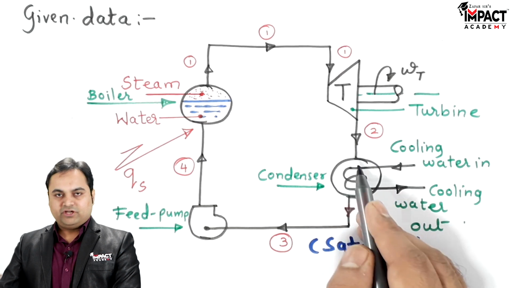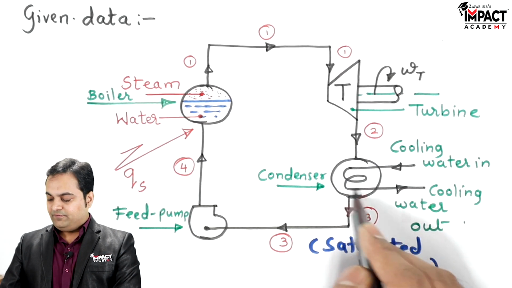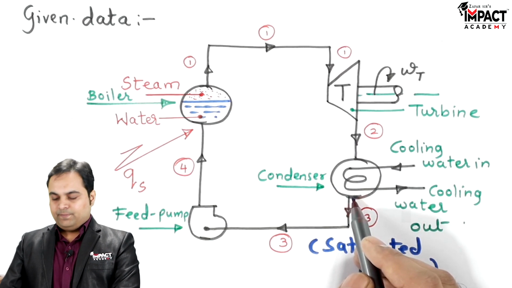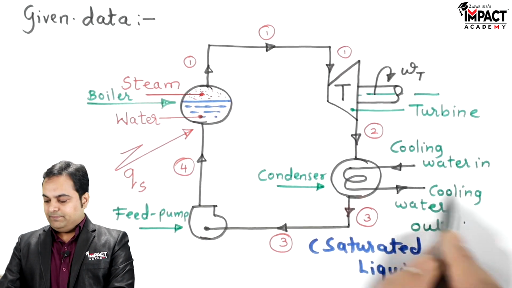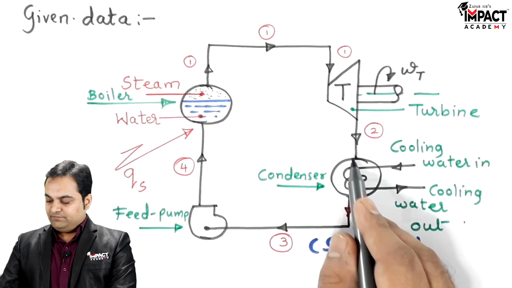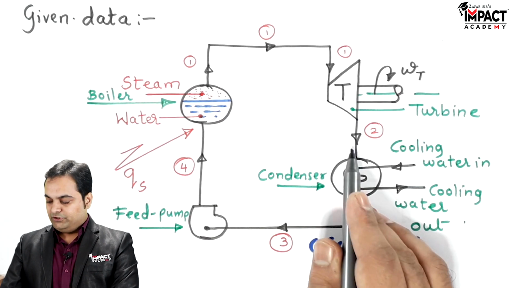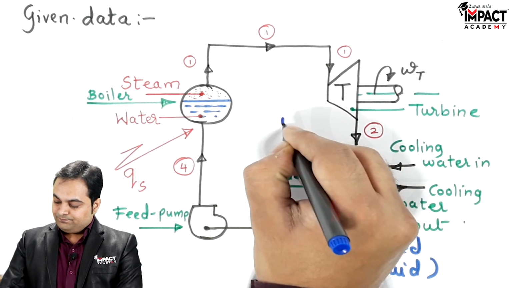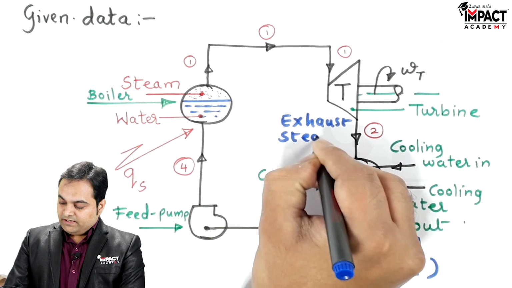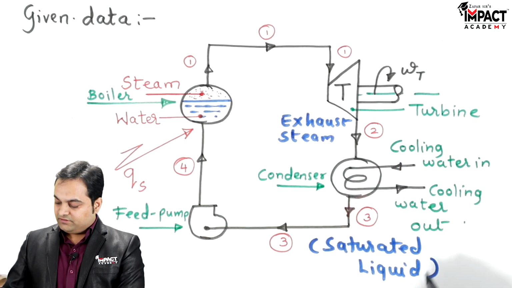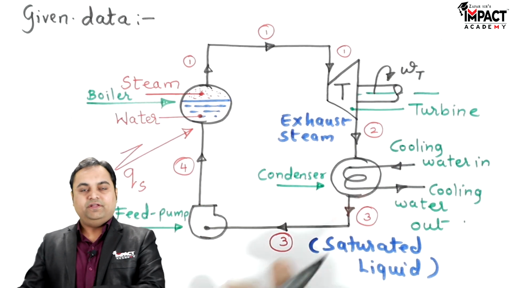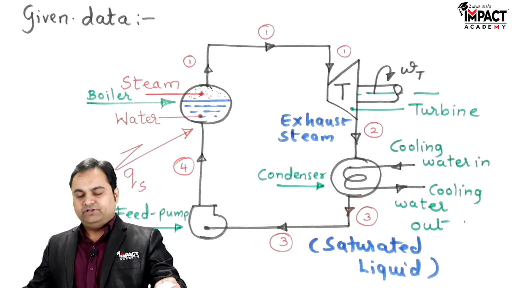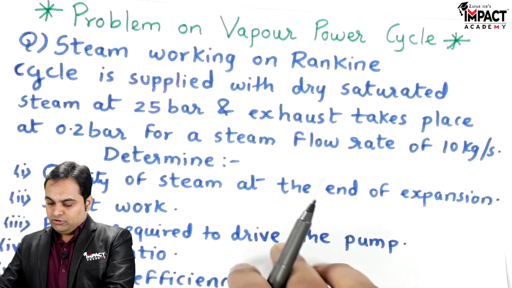So whatever the exhaust steam is there, it comes in contact with these pipes in which the cooling water is circulated. So the steam gives away the heat to the cooling water, and the temperature of the water will rise. At the same time, the phase transformation is taking place from point 2 to 3, and at point number 2 we have the exhaust steam at the exit, and that exhaust steam will be converted into saturated liquid inside the condenser. Now the data which they have given, I'll show that data on this thermal power plant layout.